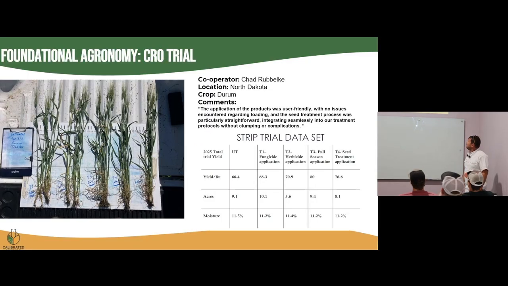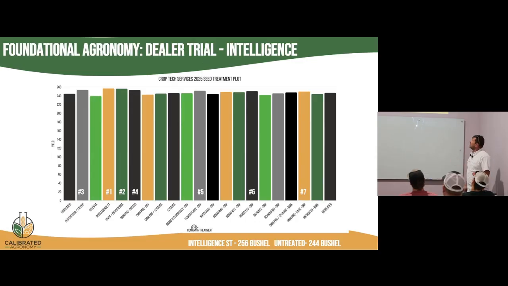This is kind of intelligent seed treatment data. This is from North Dakota. We saw 9-10 bushels on durum wheat. We seem to do really well with the Intelligence lineup on small grains.